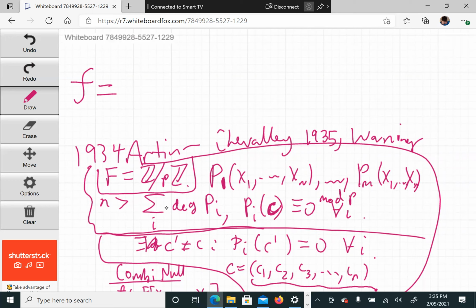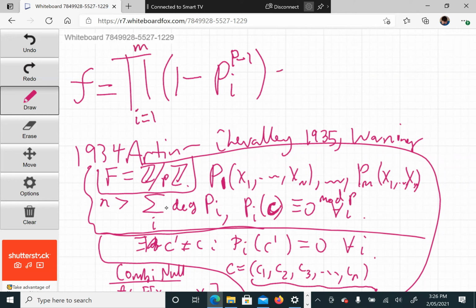Okay, check this out. 1 minus PI to the power of P minus 1. Just the prime, yeah? Fermat's little theorem. Recall Fermat's little theorem. Wait, hold up. So now that's 0. Minus delta.